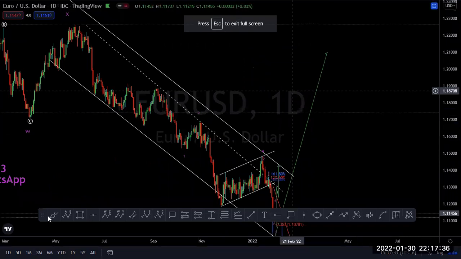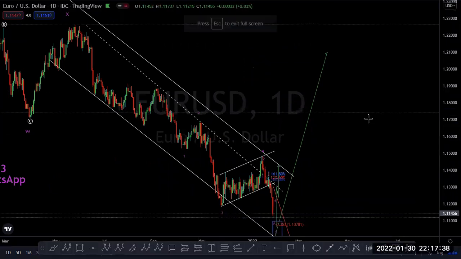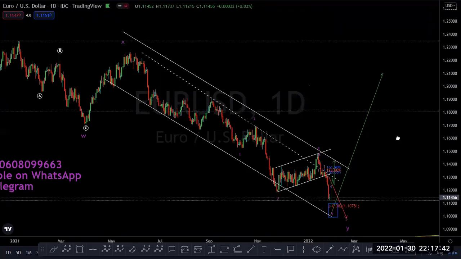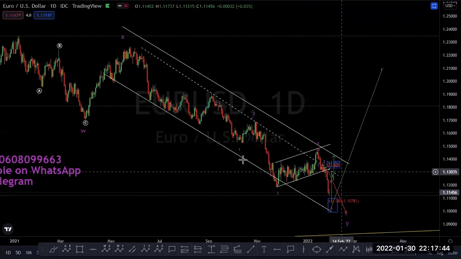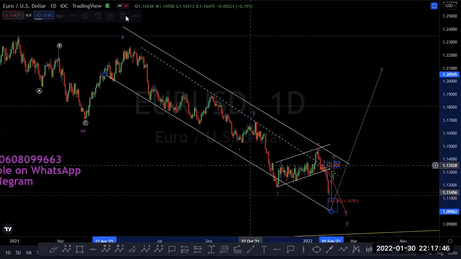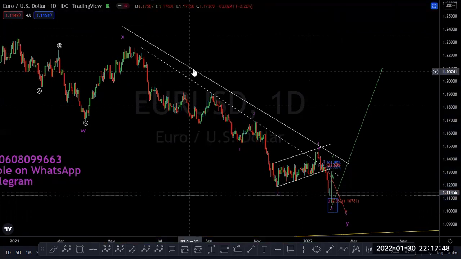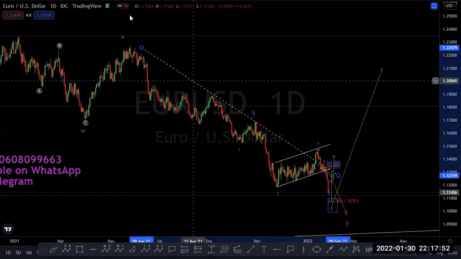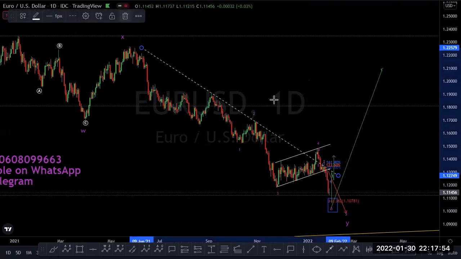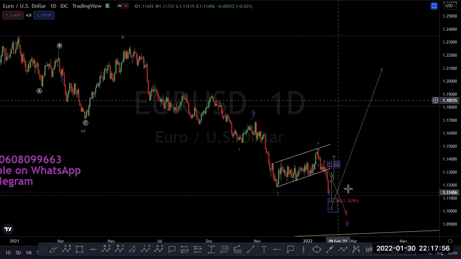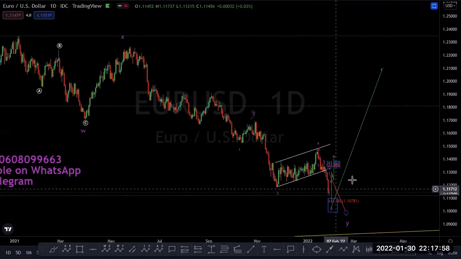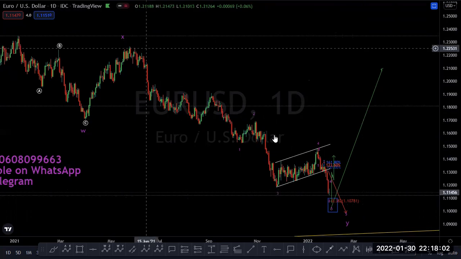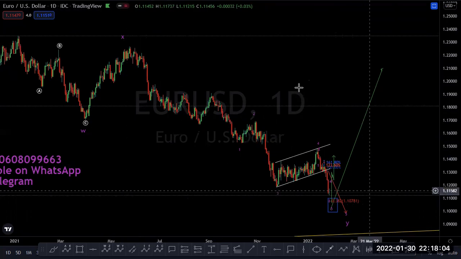USD, we are expecting. Let me remove these channels for now. Okay, so now we are almost at the end of the road, for all this selling is correction. Okay, we know that already.